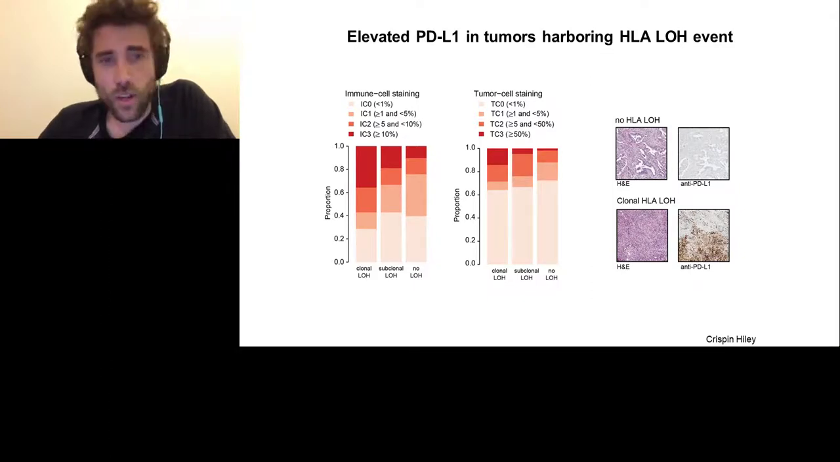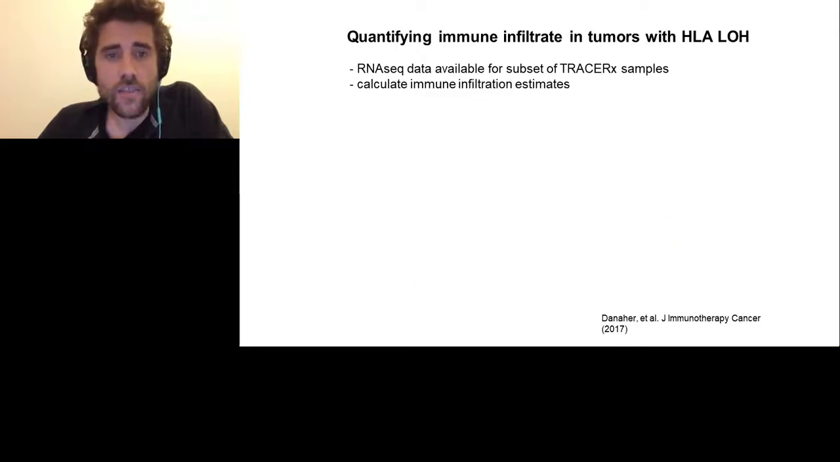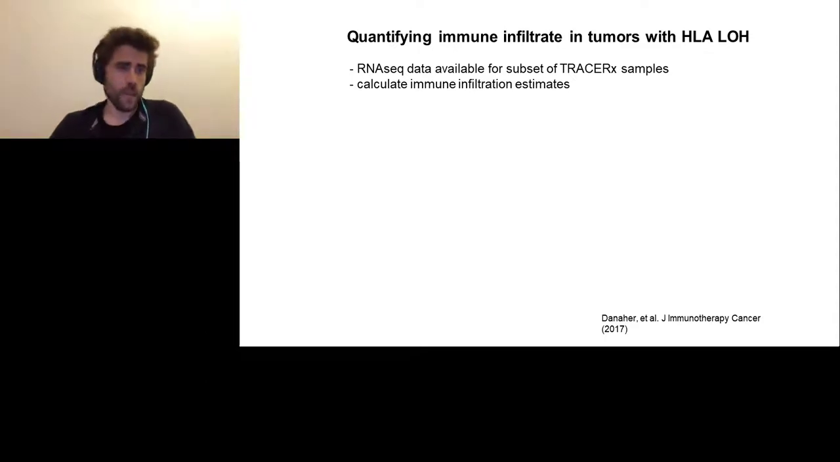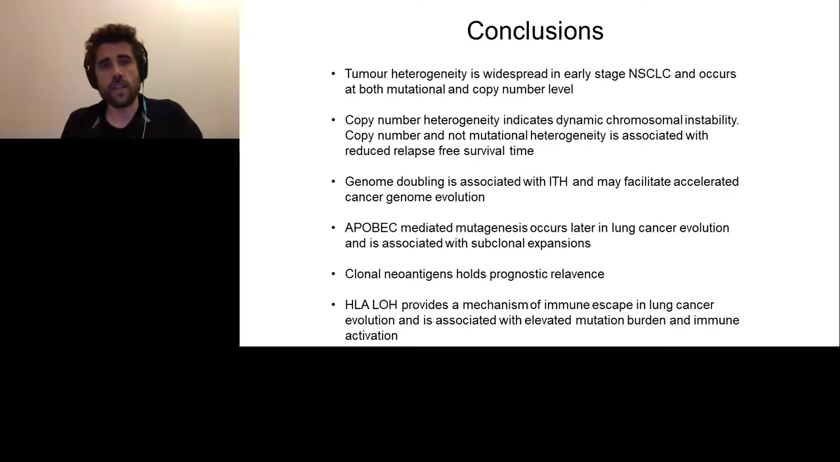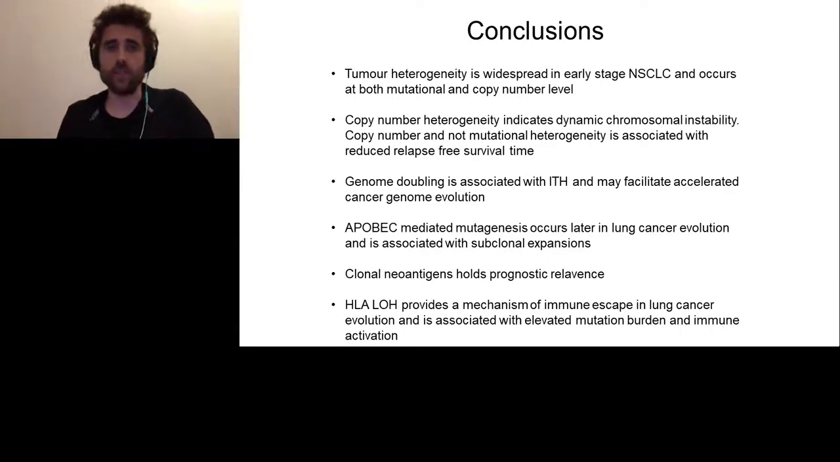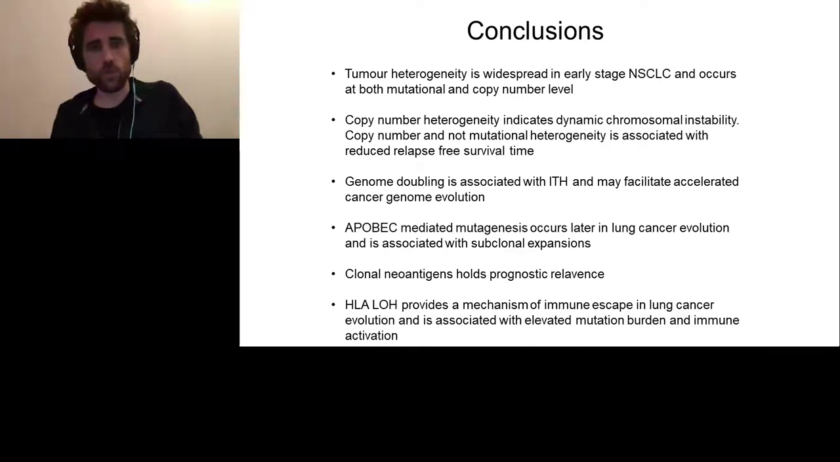We could also look at RNA-seq data for this subset to calculate immune infiltrate measures, and here again we could see an association, particularly in lung adenocarcinoma in this case. When we have HLA-LOH, we see a more active immune environment. So that leads me to conclude what I hope I've shown you today: that we think tumour heterogeneity is widespread in early stage non-small cell lung cancer. We see this both at the mutational level and also the copy number level.